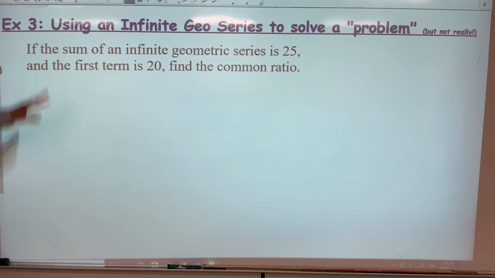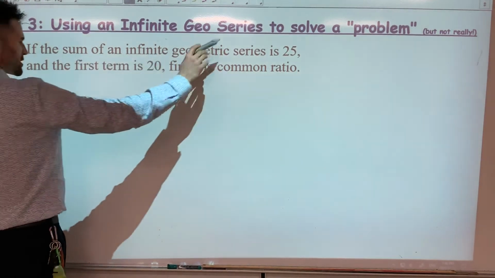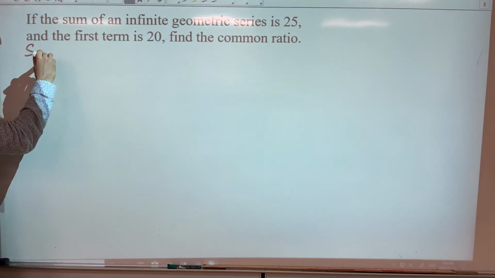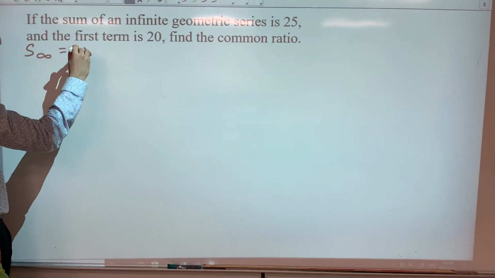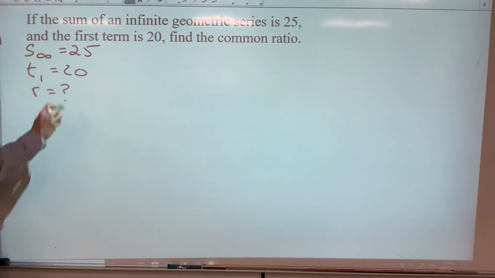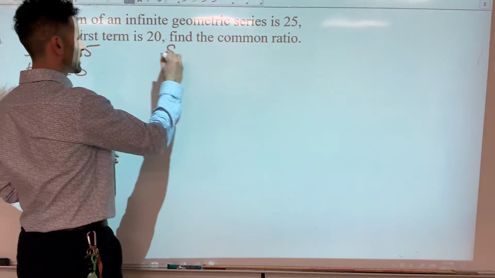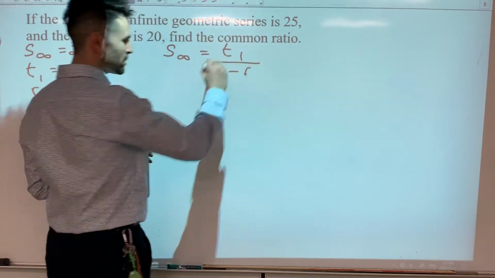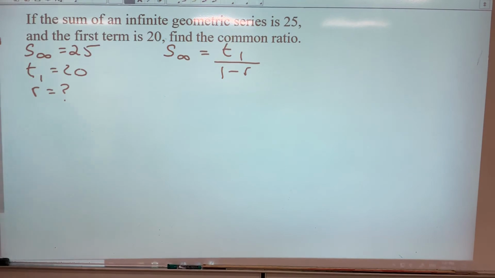Okay, everybody's got the title? Great. They're telling us the sum of an infinite geometric series is 25. So let's start writing down our information, that's a great first step. The sum of the infinite series is 25, and the first term is 20. Find the common ratio. Well, the only formula that I have that has to do with the infinite sum is this one. Honestly, the biggest mistake is people try to go to the other formula.